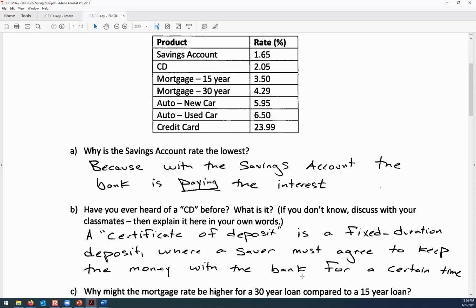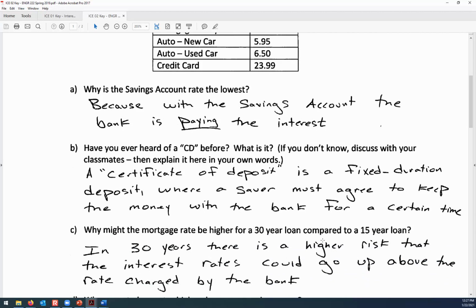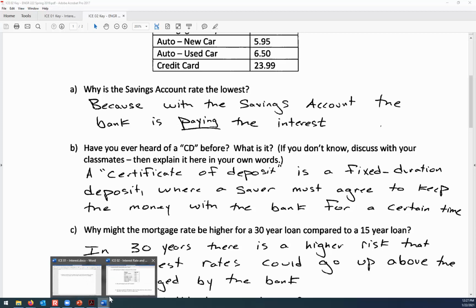So another component of why banks charge more for the longer duration loan is called interest rate risk. And interest rate risk is simply that after the bank makes the loan, what if interest rates go up even further? And they're stuck getting a low amount of profit from you when they could have got a higher amount of profit from somebody else. So that's another component of why the mortgage rate's higher on a 30-year loan. So here I'm writing, in 30 years there's a higher risk that the interest rates could go up above the rate charged by the bank. Primarily interest rate risk is what I've identified in that statement there.